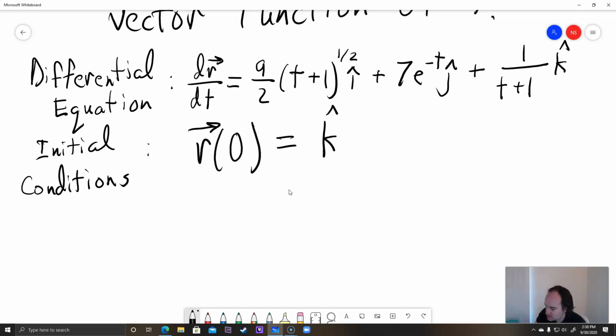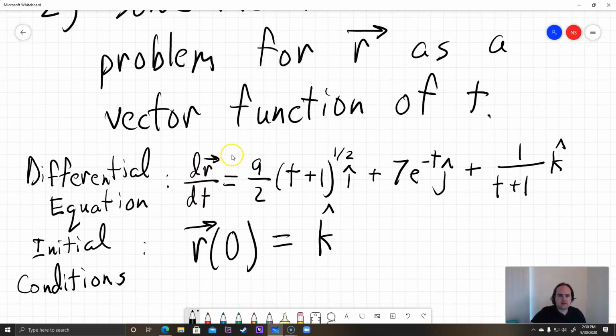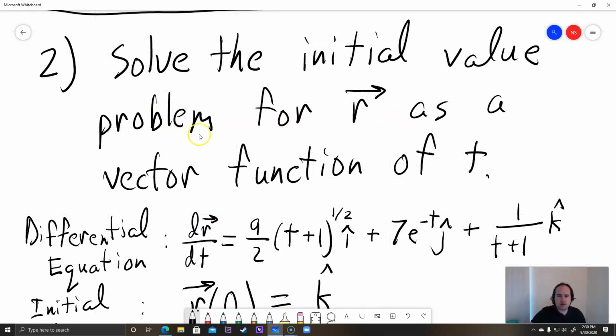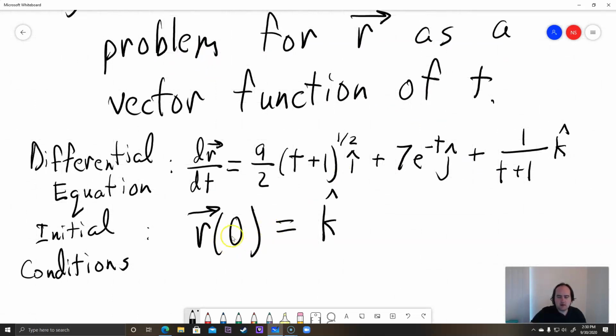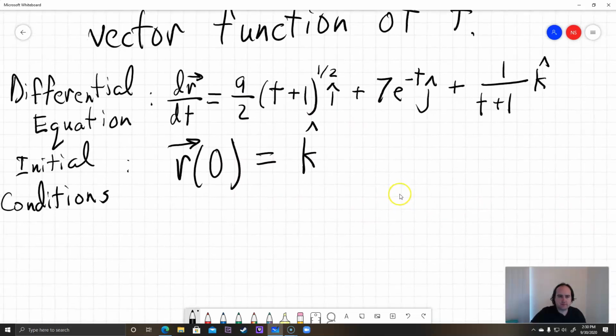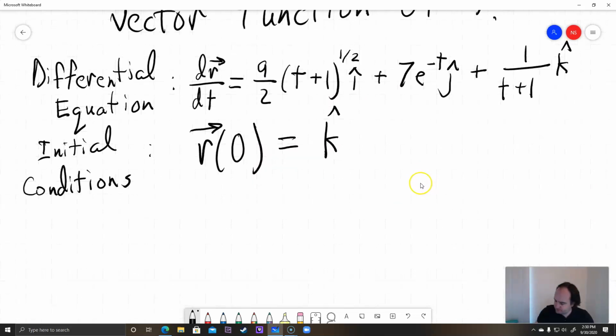Okay, and that initial condition is actually written as a vector in terms of a vector function. So the basic idea here is, in order to get r, they asked us to solve the initial value problem for r as a vector function of t. In order to get r, we're going to have to integrate each component. So that's the trick here. Integrate each component.